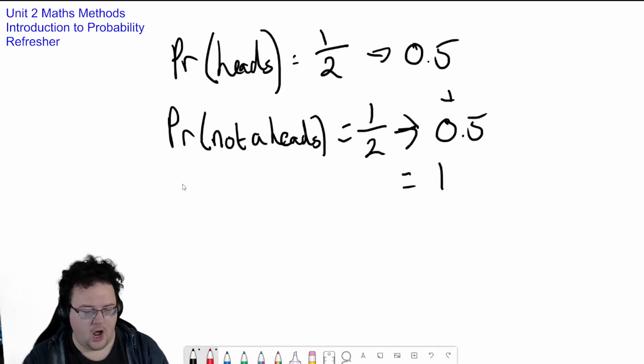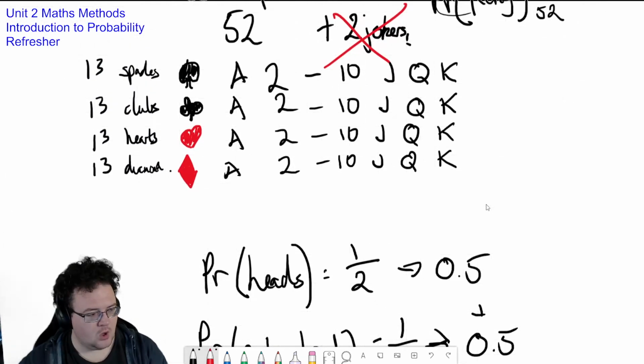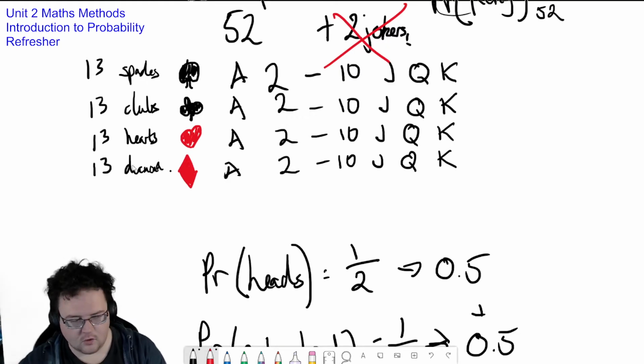So, I could talk about it in terms of my cards. What is the probability I pick a black card? Well, there are 26 black cards in a deck. 26 out of 52 is 0.5. What is the probability I don't pick a black card? Well, there are 26 cards in there that are not black. 26 out of 52 is also 1/2.